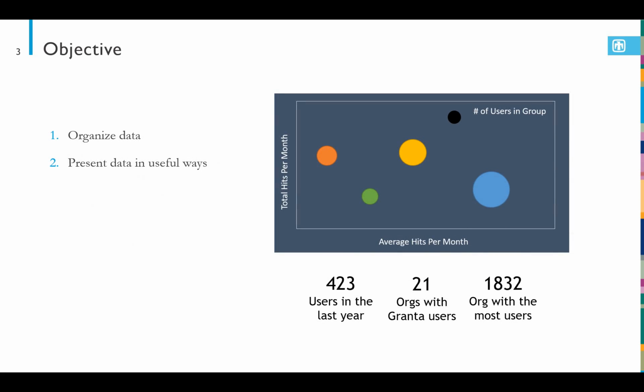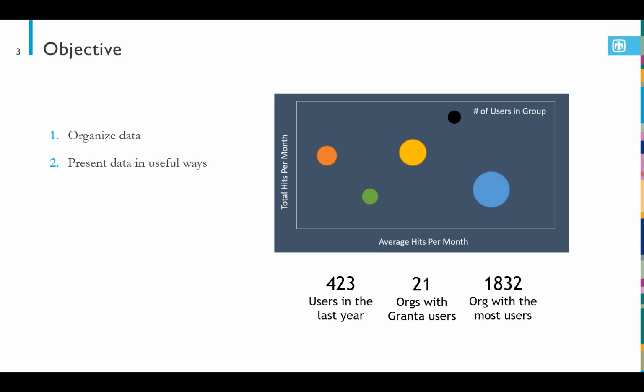With this in mind, my research group's objective is to take user analytics data from the Granta materials database and identify data trends for developers. To solve this problem, we must first organize our data. Otherwise, it will be difficult to identify trends. Second, we need to display our organized data in useful ways.